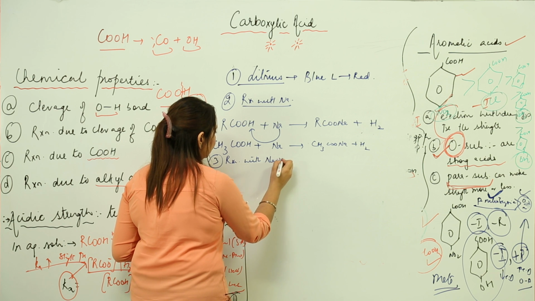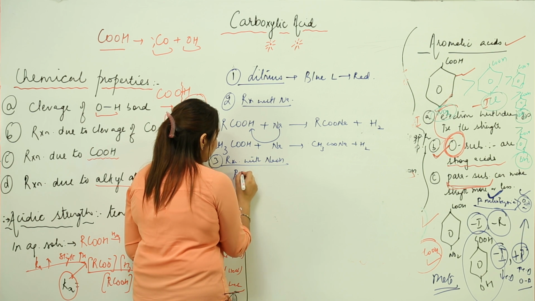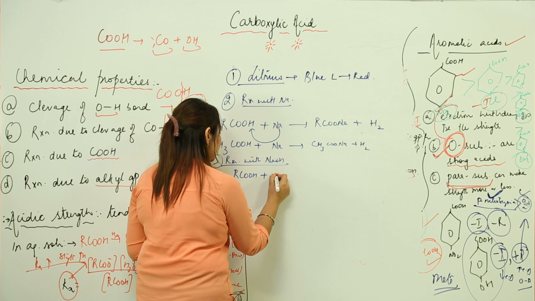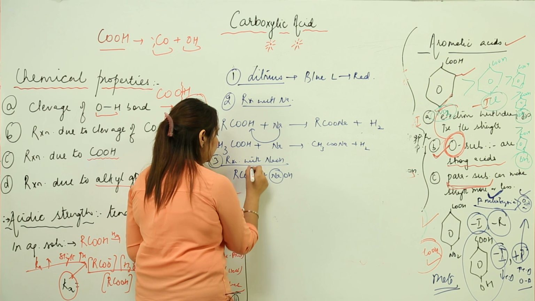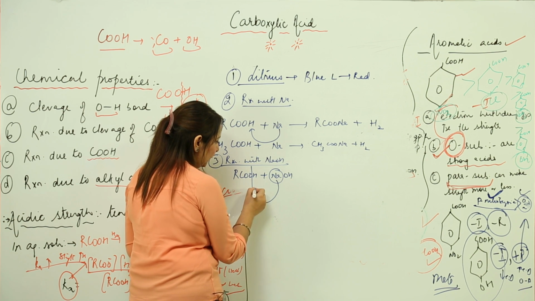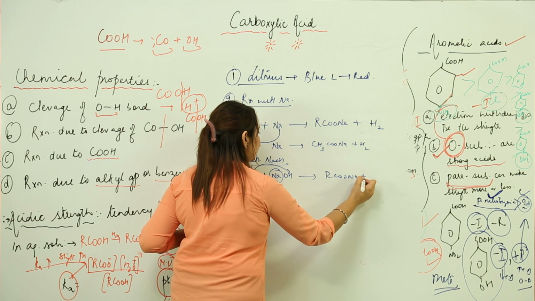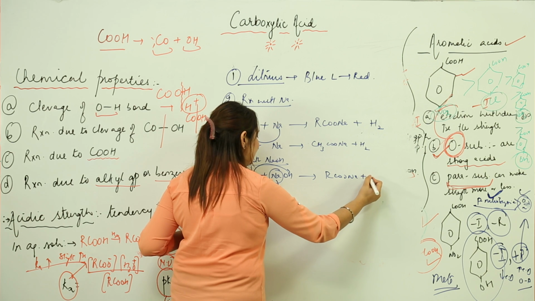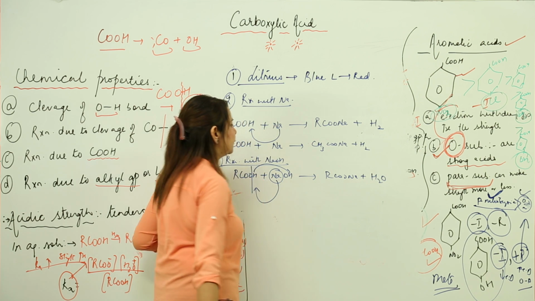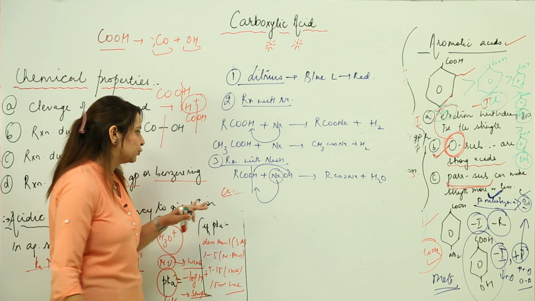Likewise we can react it with a base also, a metal hydroxide. In this case also, the same thing is going to happen. The H will get cleaved from this side, the metal will replace it, and H and OH are going to form water. Again we will get the sodium salt of the carboxylic acid. Along with that, the byproduct changes from H2 to H2O.